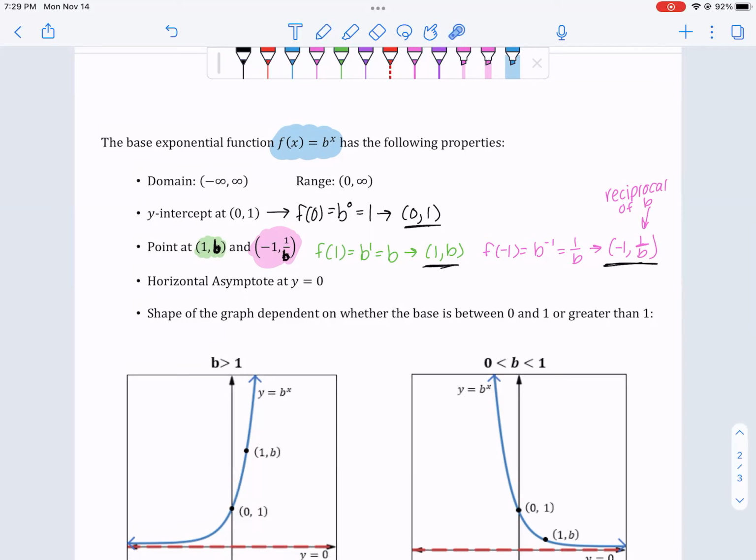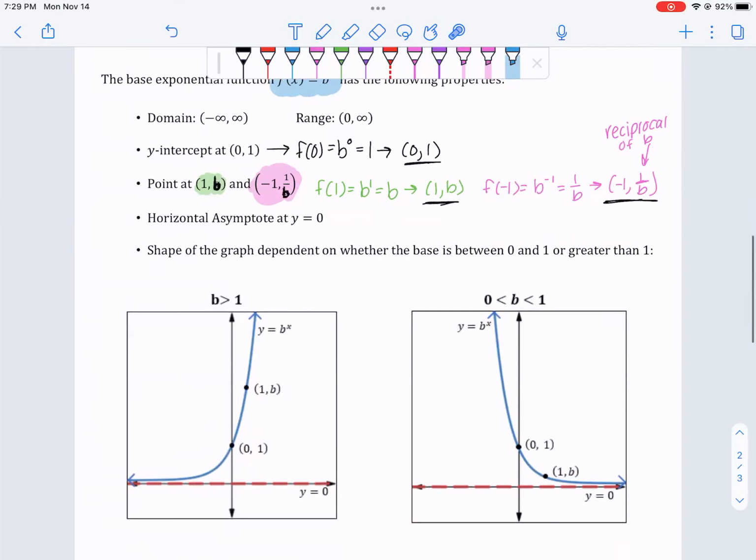The horizontal asymptote is at y equals 0. And then the shape of the graph is dependent on whether the base is between 0 and 1 or greater than 1. So if your base is greater than 1, which is what b greater than 1 means, you're going to have this increasing shape here. On the other hand, if your base is between 0 and 1, it's going to decrease.